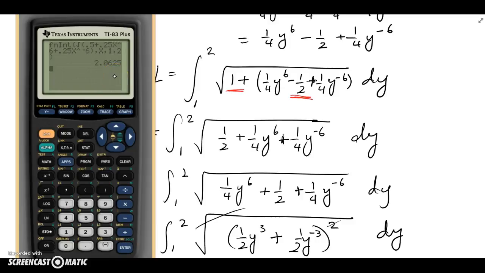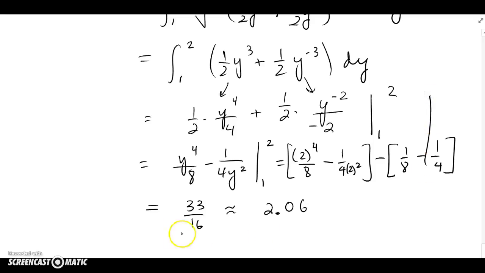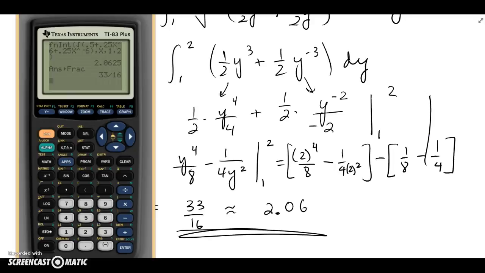So we get, actually, it's a good check. Let me go to math and then push 1. That'll give it to me in fraction form if it's a rational number. Push enter, and voila, we got the 33/16, or the 2.06, which is what we had gotten over here. So that would be a good double check to make sure you didn't make any mistakes in the process.